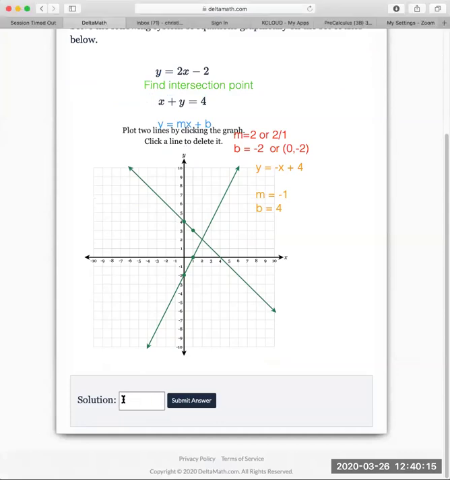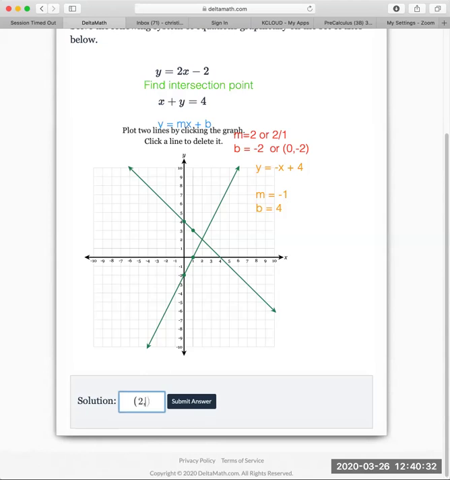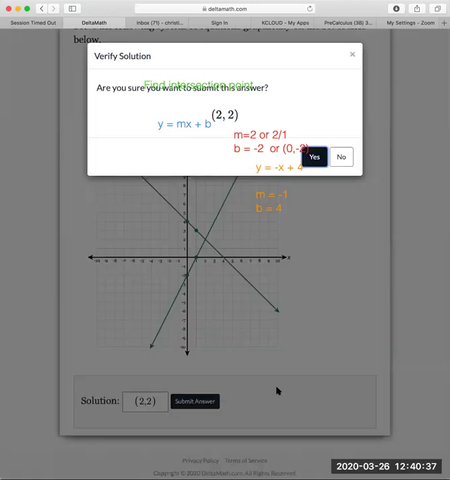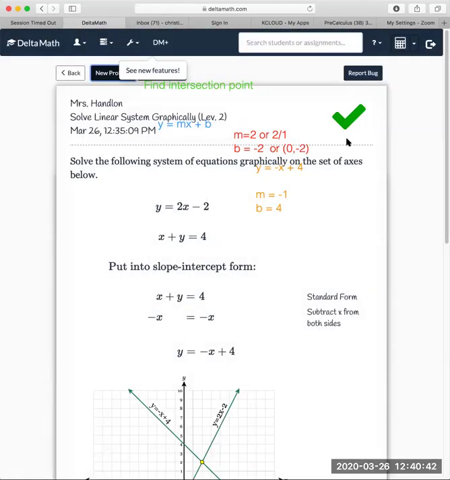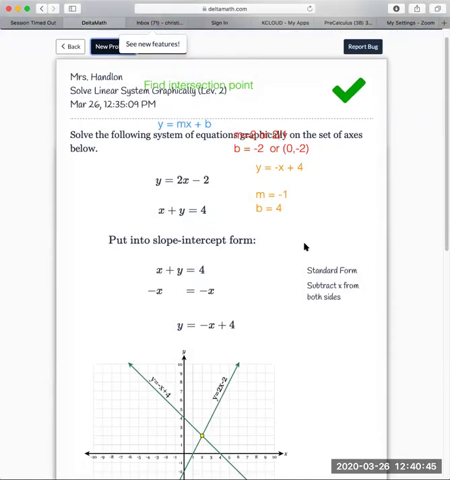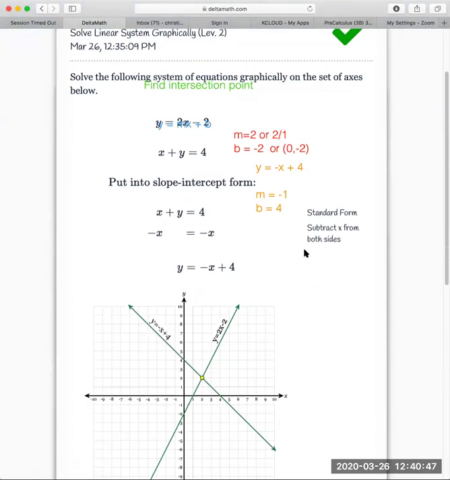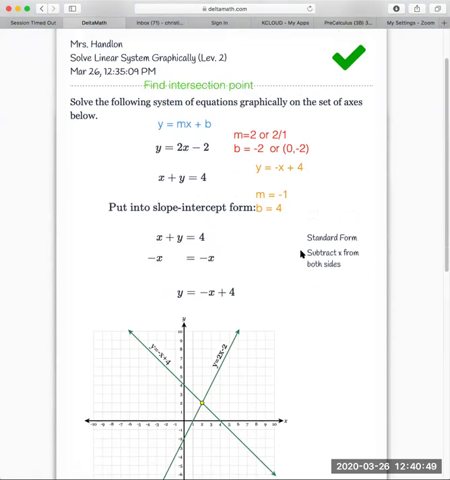So come down here to the solution. I need to put my x and then my y. The x-axis is horizontal, so I had to go over 2 units to the right, and then I had to go up 2 units. So parentheses, 2, comma, 2 for the x and the y direction. And then we will click submit. And is it correct? It turned out to be okay. So hopefully that helps you guys in working out these problems.